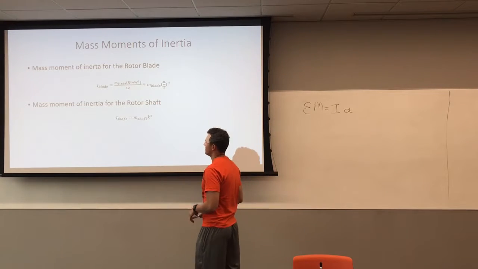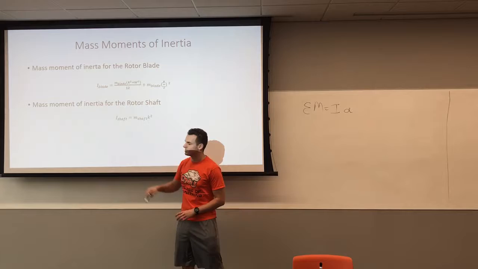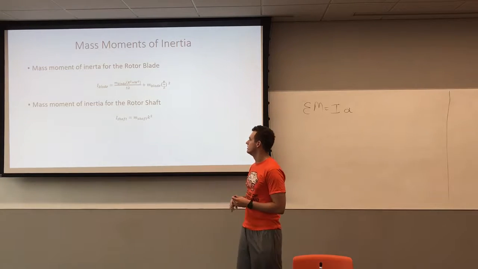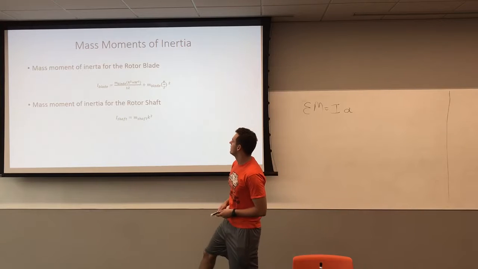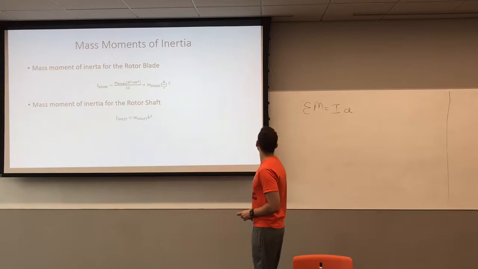Then to calculate the mass moment of inertia of the shaft in the center of the rotor, we're going to use the radius of gyration, which is 0.2 meters squared, times the mass of the shaft.